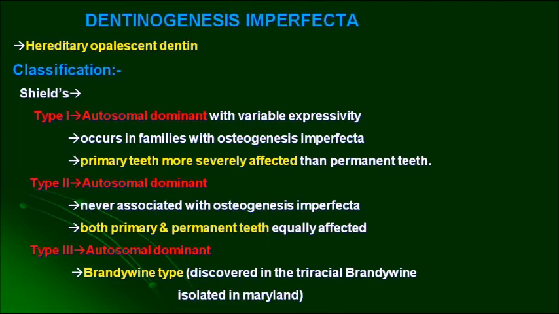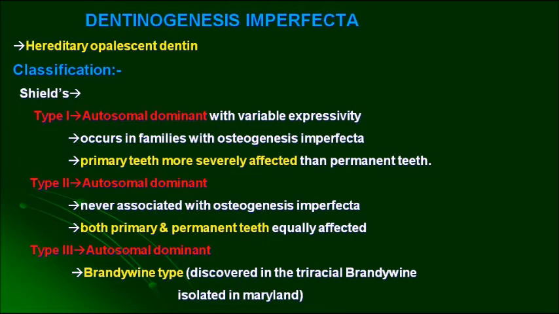Coming on to the Shield classification, there are 3 types of dentinogenesis imperfecta. Type 1 is primarily affecting the primary tooth. The deciduous tooth is commonly affected more than the permanent tooth. Type 2 is also autosomal dominant, but it equally affects the deciduous as well as the permanent tooth. And type 3 is also autosomal dominant, and it is otherwise known as the Brandywine type.